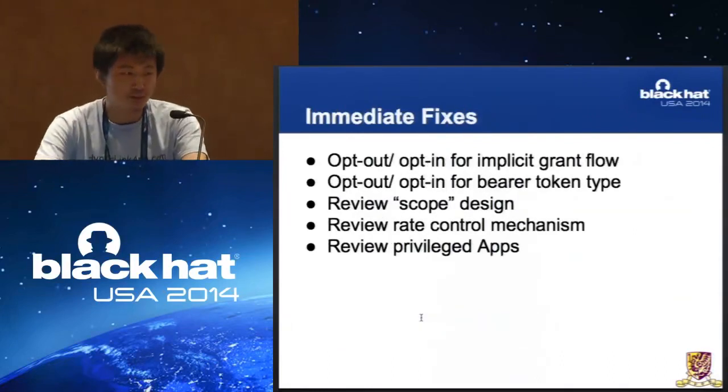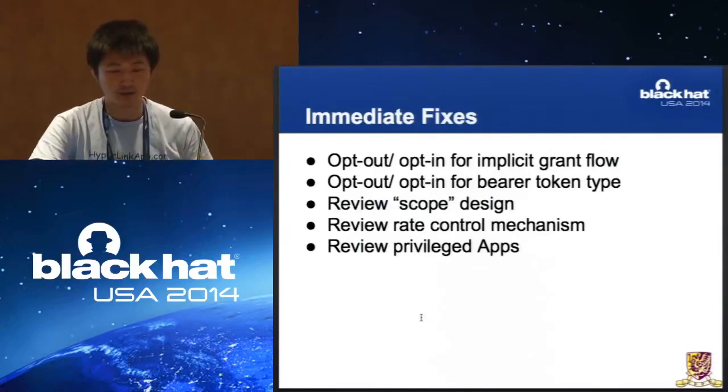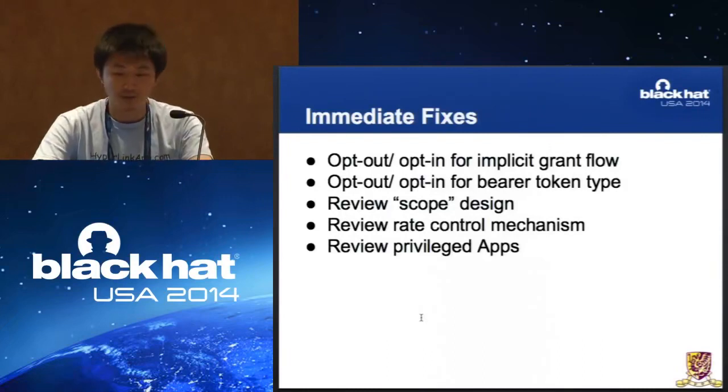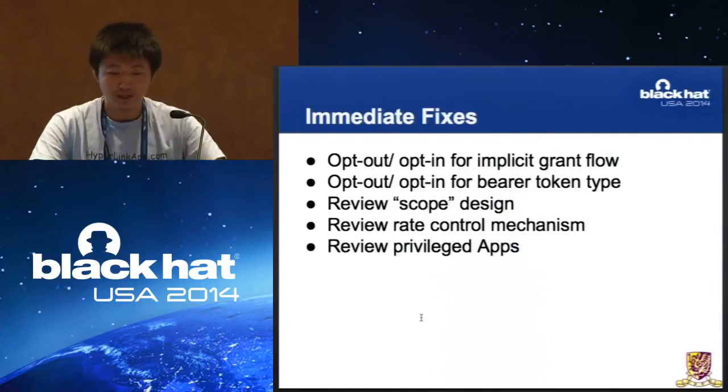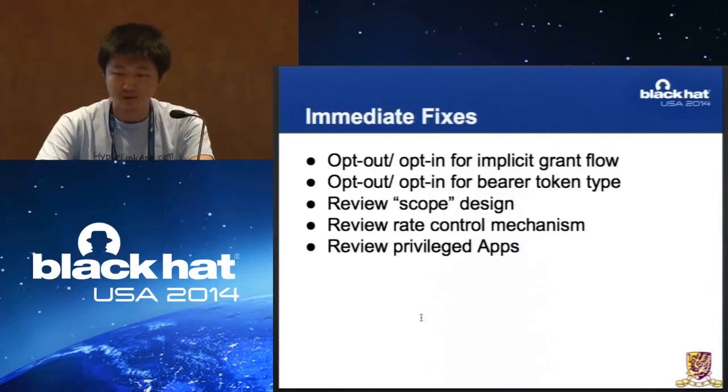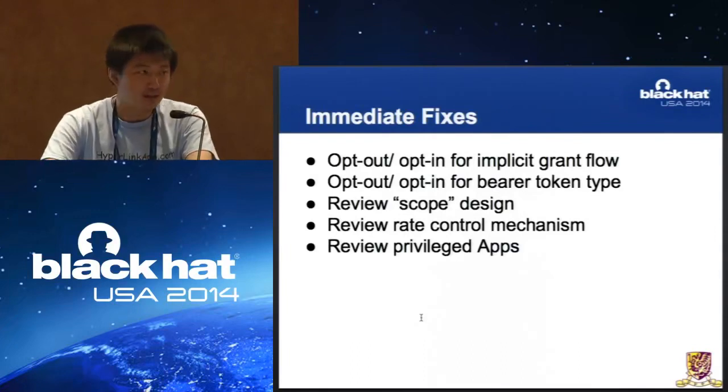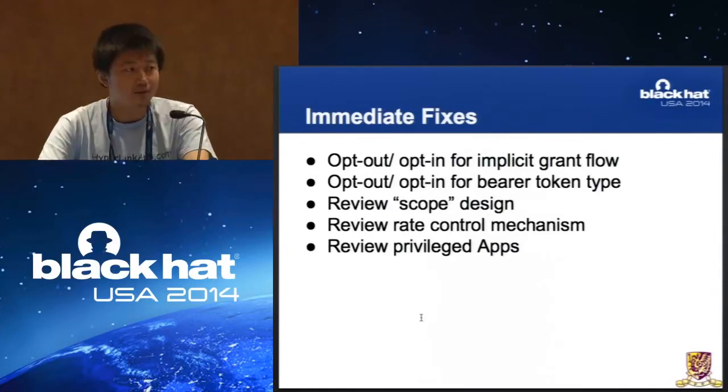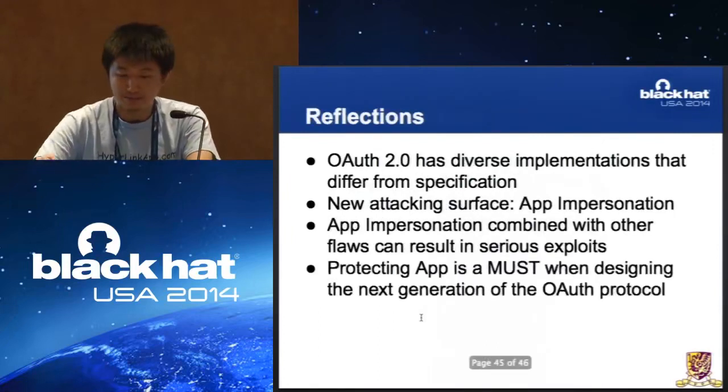So how to fix the problem? Actually, it's very simple. First, you, as a provider, need to provide opt-outs and opt-ins for the implicit grant flow, and opt-outs and opt-ins for the bearer token type. Second, as the provider, you really need to review your API. Firstly, the scope design, and then how you control the rate, and you also need to review the privileged apps.